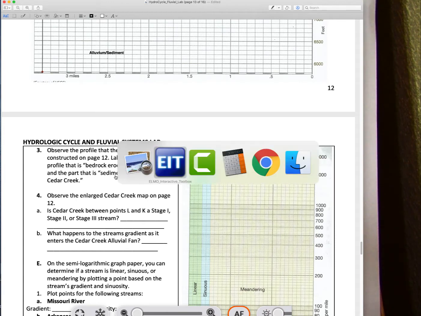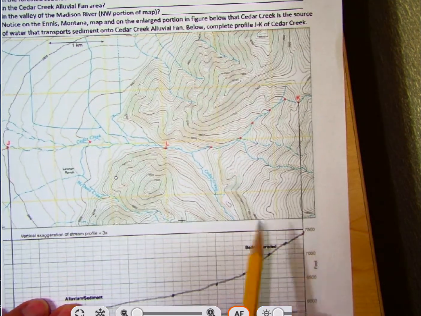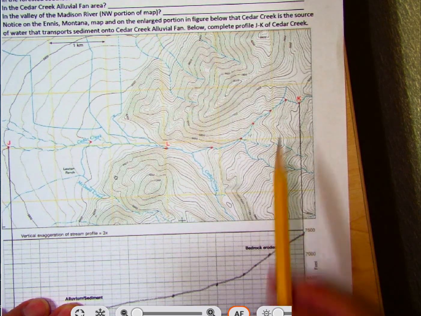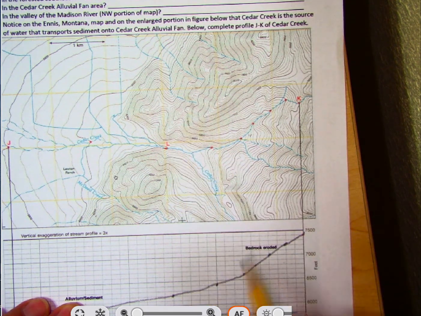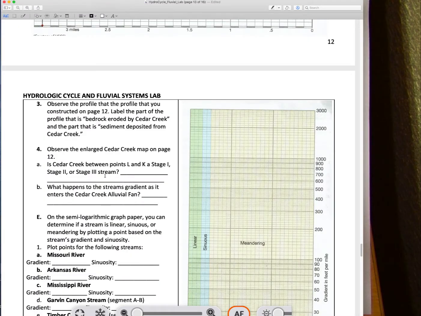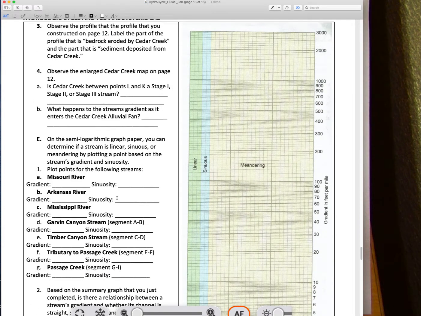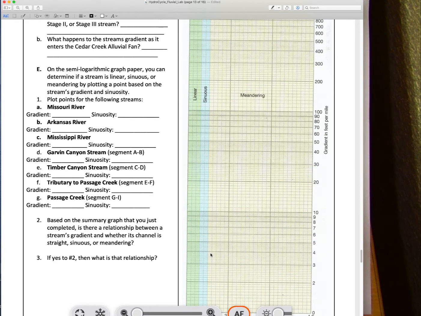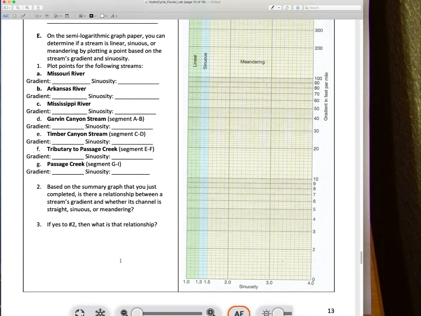On that one, because it's steeper here, and also on the map it's showing that there's more forested region here, so we're closer to the bedrock. So anything really from L above would probably be bedrock eroded up here. And then now you can answer these questions regarding that profile for question number 4. Now you have all your data and you can plot it on this graph. And then I want you to see if there's any relationship based on how steep the gradient is, and whether it's sinuous or linear. See if there's some relationship. And you want to answer this question 3.